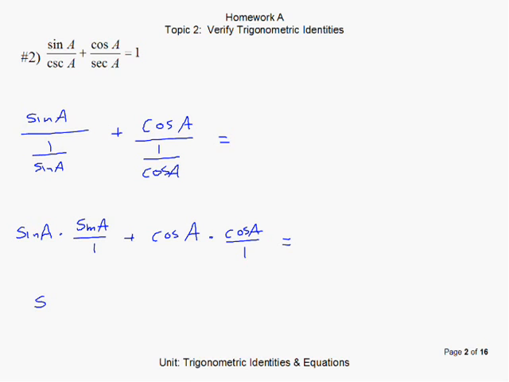Still on autopilot, we're just simplifying. Sine times sine is sine squared. Cosine times cosine is cosine squared. Then using your trig identity, sine squared plus cosine squared is 1. So the left and right side are both 1.